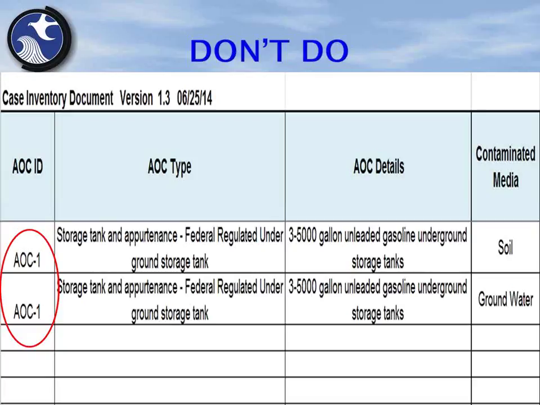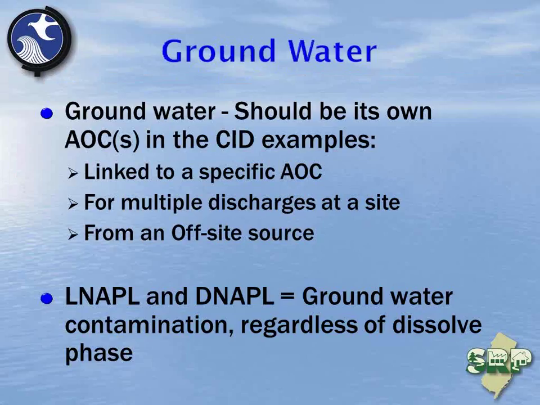What we're seeing is AOC 1 listed out twice here. It turns out these are for the same AOC. The particular LSRP did this for a specific reason, that he wanted to depict soils and groundwater separately. He's not entirely wrong in wanting to do that. The problem is groundwater. Groundwater should always be its own AOC in the SID. Always. You should always break it out.